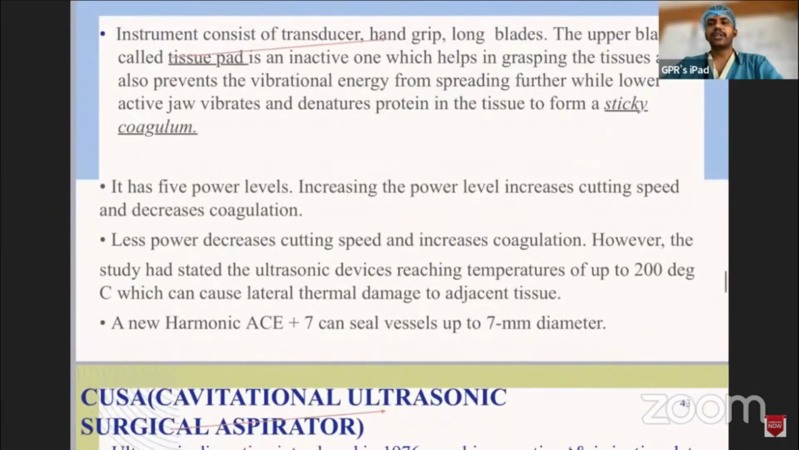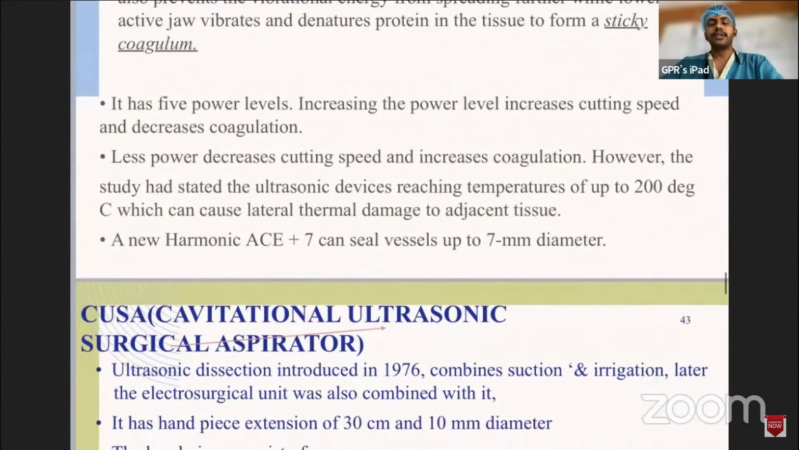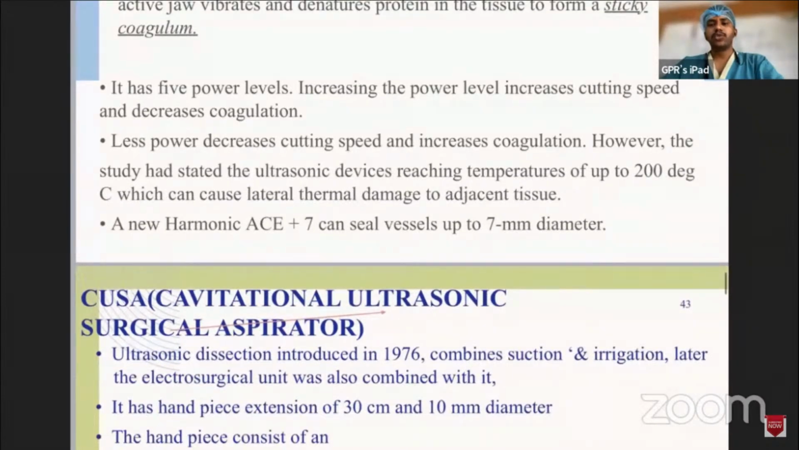This instrument consists of a transducer, hand grip, and a long blade. The upper blade is also called a tissue pad, which can produce this vibration in a saw-like fashion, and that denatures the protein by disintegrating the hydrogen bonds and causes the sticky coagulum. It comes in five power levels, as I already said. And nowadays, a new harmonic called the Harmonic 7 ACE can produce a sealing of up to 7 millimeters.